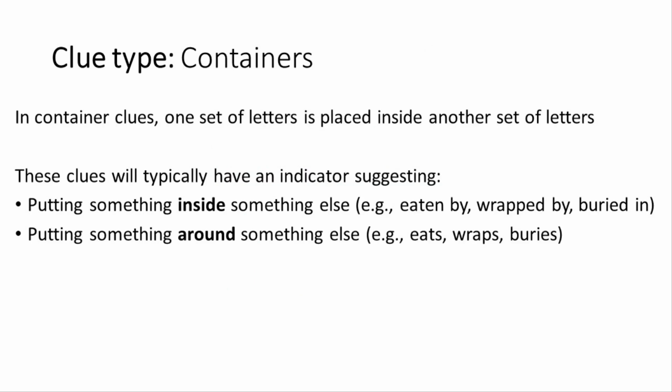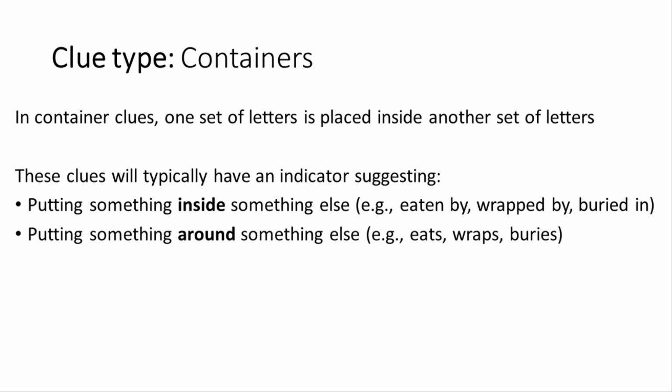The next type of clue we're going to look at is containers. In container clues, one set of letters is placed inside another set of letters. For example, if we placed AR inside CD, we would get "card". The indicator for this type of clue will typically suggest either putting something inside something else, for example, A is eaten by B, A is wrapped by B, buried by B, or putting something around something else.